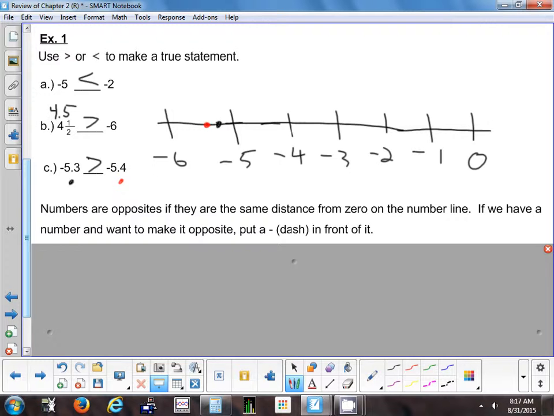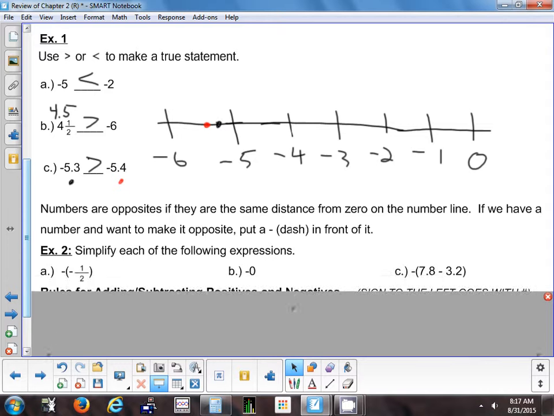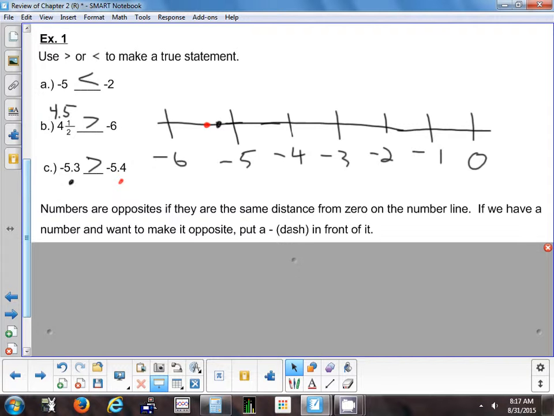Okay, very easy. If we have a number and you want to make it its opposite, we just put a dash in front of it. And guys, this will be important for the rest of the year, because when we're solving equations, you have to start moving stuff around on either side of the equal sign. You're going to have to make things opposite, cancel them out. That's why we put it down.